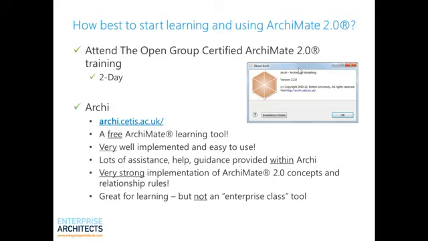The second thing I would do is you need to start using Archimate. How do we do that? There is a wonderful free Archimate learning tool which comes from the nice people at archi.cetis.ac.uk. It's free. Download it from there. This tool, this application, has been really well implemented and developed by Phil Beauvoir. It's easy to use. It provides an awful lot of assistance, help, and guidance within the tool, Archi. And Phil has implemented a very strong implementation of Archimate 2.0 concepts and relationship rules. It's a cool tool. Download it and start using it.